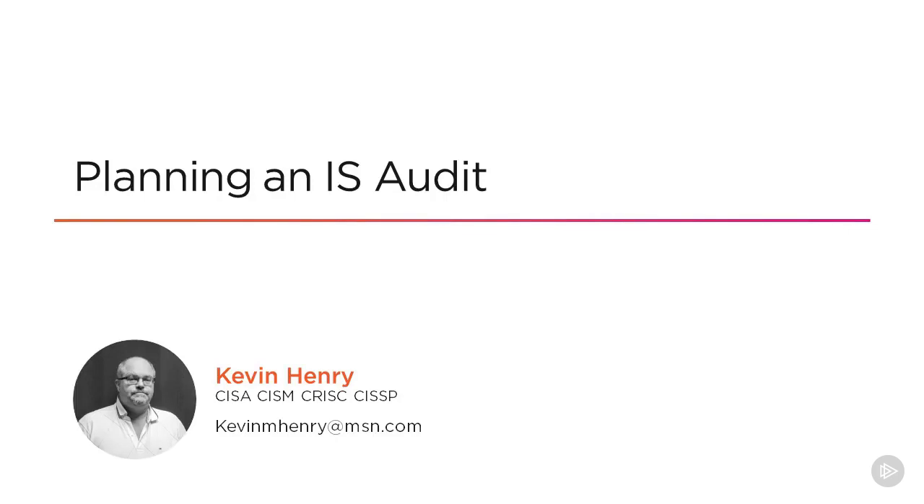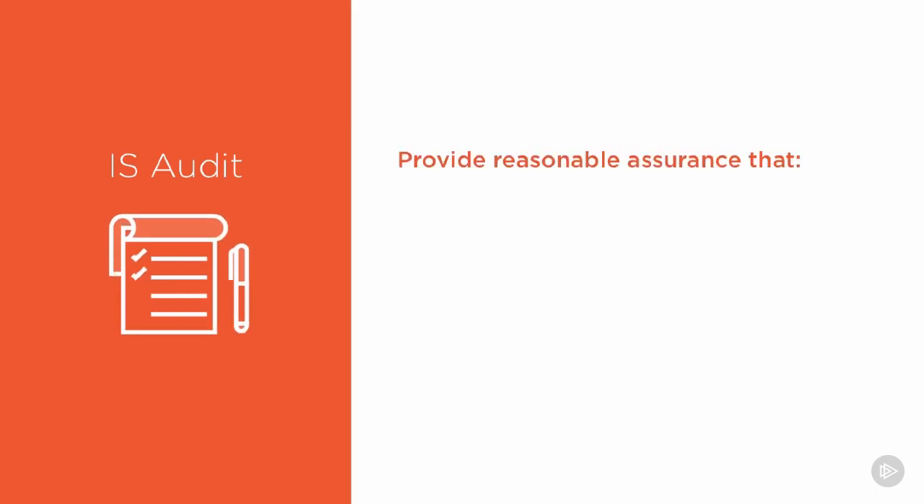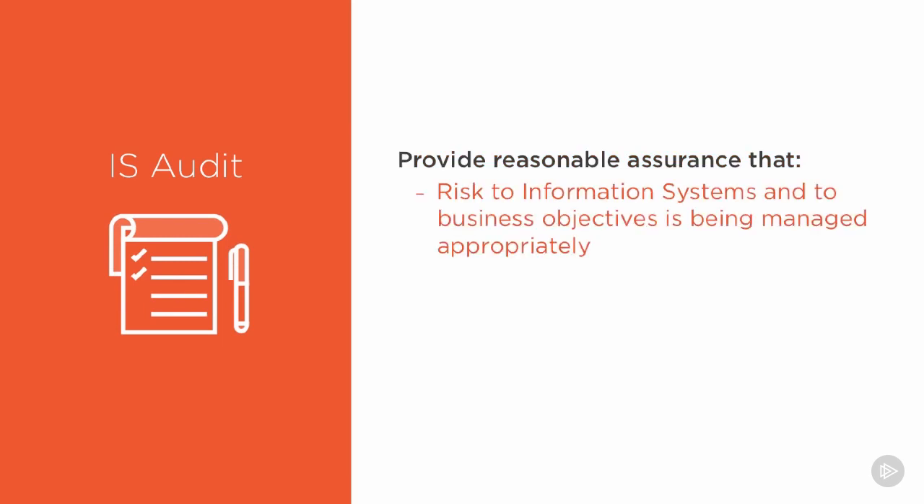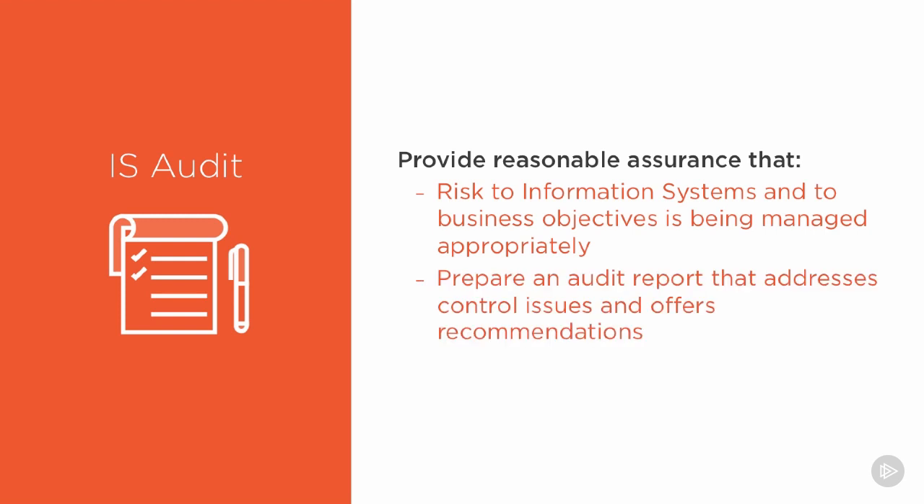Planning an Information Systems Audit. Information Systems Audit is there to provide reasonable assurance that the risk to information systems, and obviously then to business objectives, is being managed appropriately. We need to plan the audits in order to accomplish this goal.